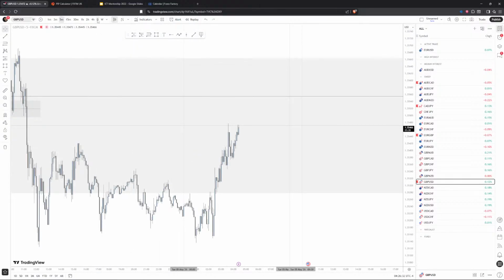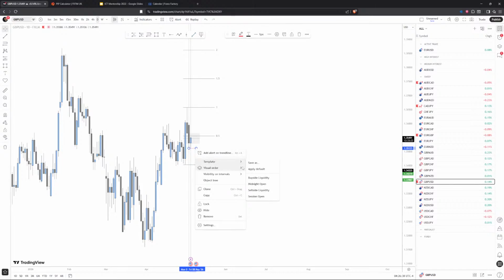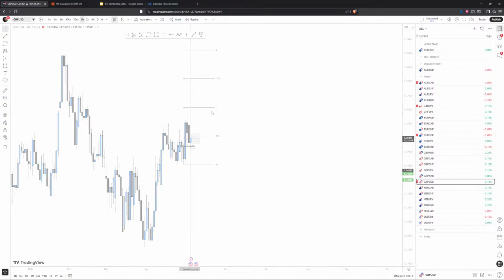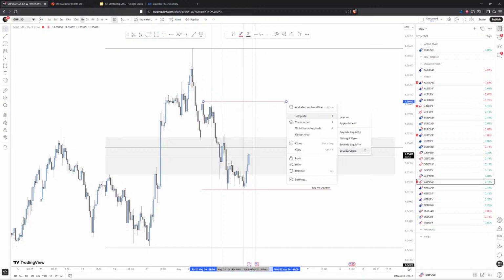What do we notice? Let's now try to find some liquidity. So we have liquidity here because that's equal lows. Then we go to the hourly, might see some more. We have liquidity over here as well. This is kind of almost equal highs.